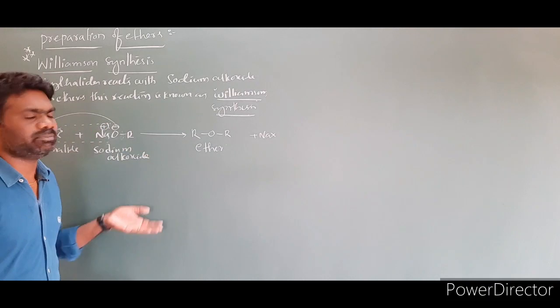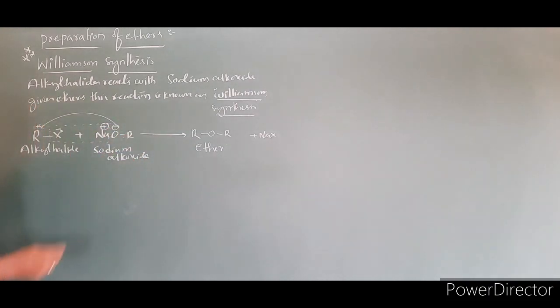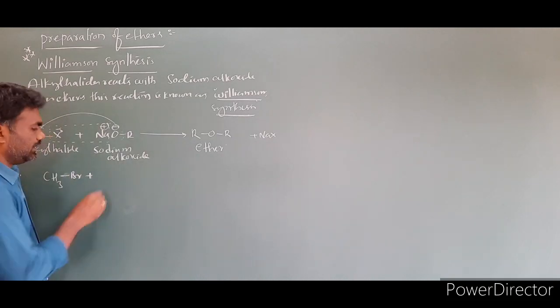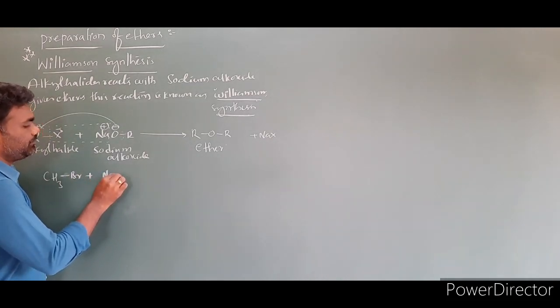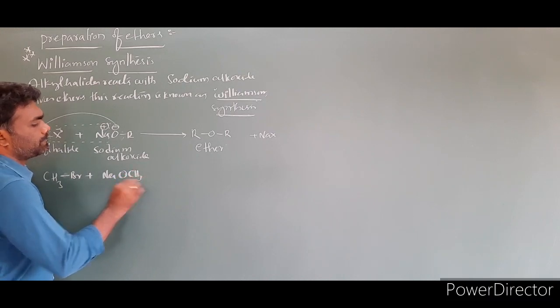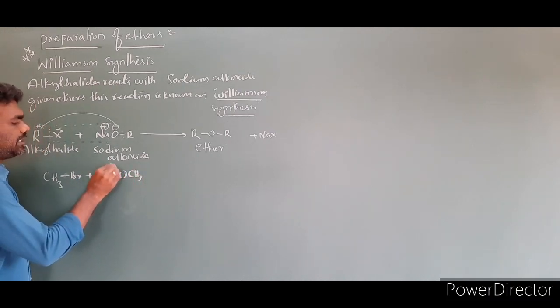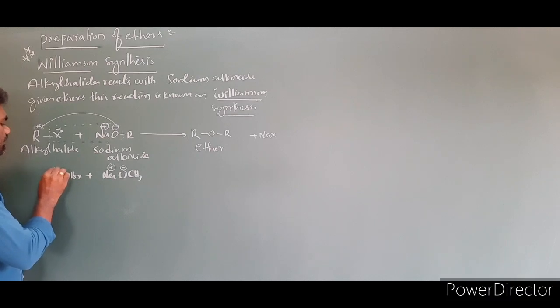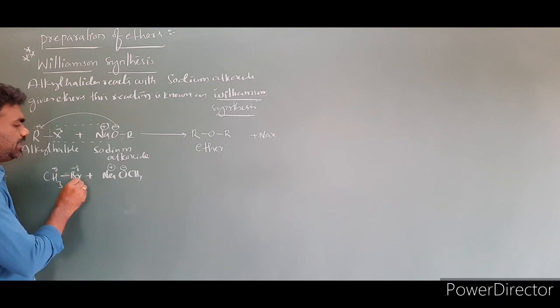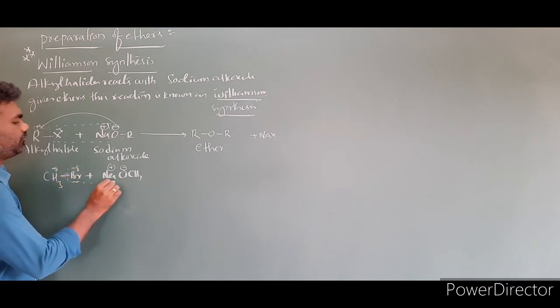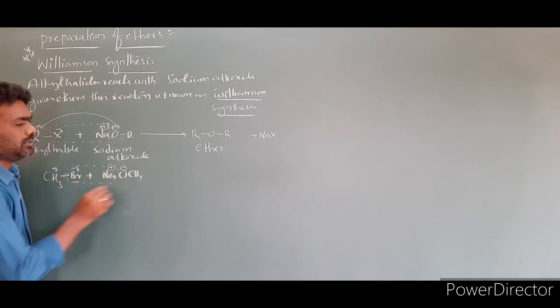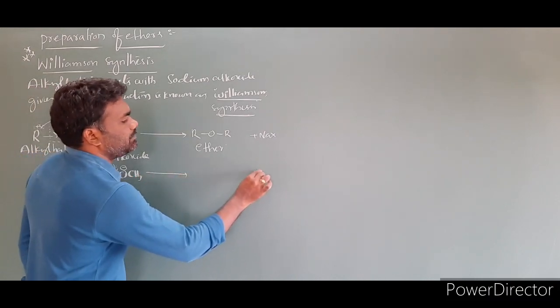Now let us take some general examples of how to write the product for Williamson synthesis. I am taking CH3Br reacting with NaOCH3. This is the reactant. Here is Na plus and O minus. Here CH3 is partially positive and Br is partially negative. Now how to write the product? This Br and this Na are eliminated in the form of NaBr, the byproduct.